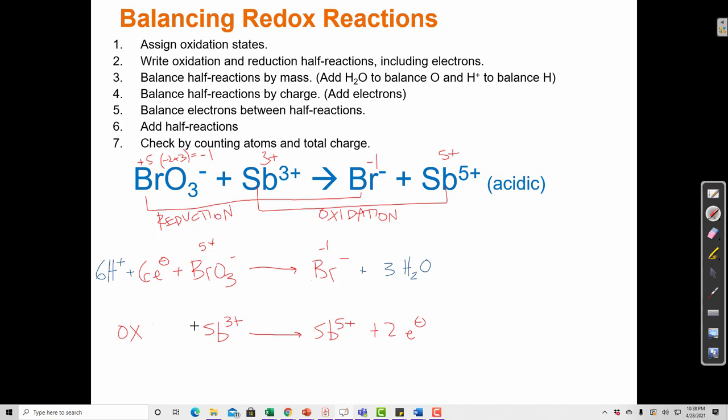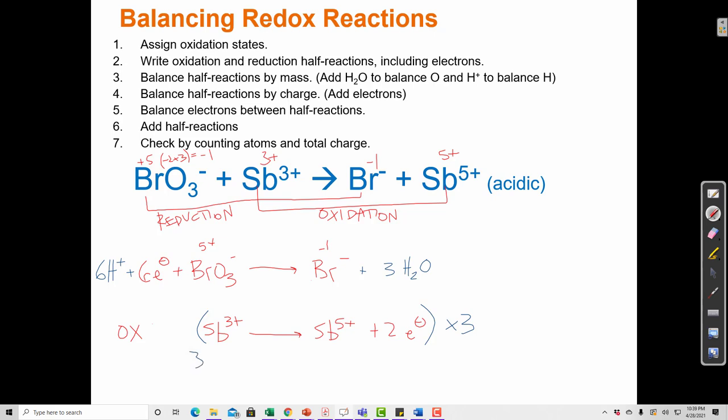So when I balance the electrons, I'm trying to get this number and this number to be the same. So if I have 6 over here and I have 2 over here, I don't want this number to get any bigger. I want this number to get bigger. So how do I make a 2 equal to 6? I have to multiply by 3. I can't just multiply the electrons by 3. I have to multiply the entire reaction by 3.